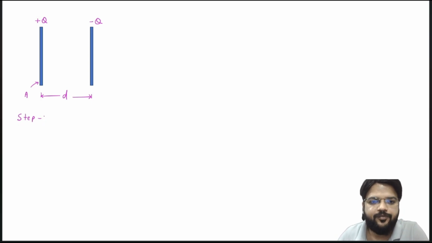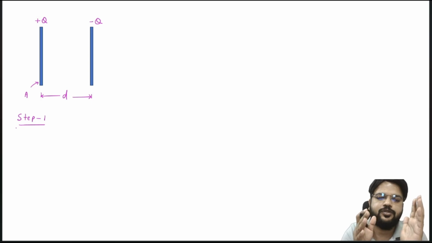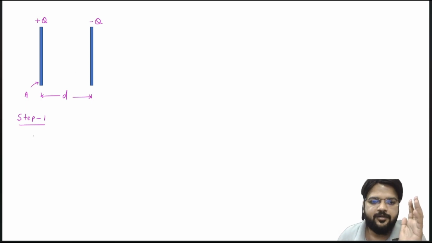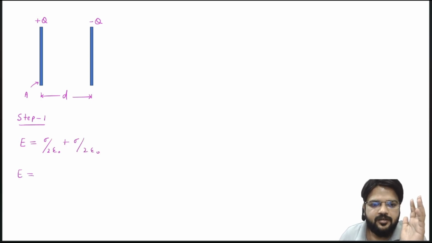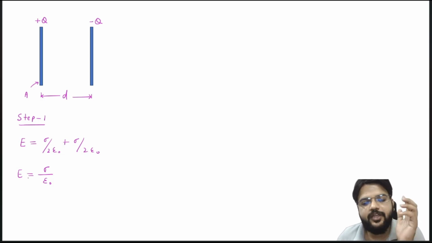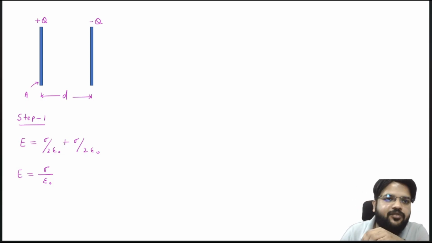So now the next thing is what? Find the electric field between these two plates. So what is the net electric field between these two plates, everyone? Due to one plate, the electric field is sigma by 2 epsilon naught. Due to the second plate, it is sigma by 2 epsilon naught, correct? So the net electric field between these two plates is sigma by 2 epsilon naught plus sigma by 2 epsilon naught. If we add them, we get sigma by epsilon naught. This is the net electric field between these two plates, correct? So this thing we got.